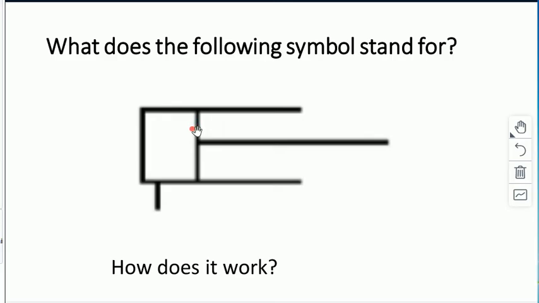Again, what does this symbol stand for? How does it work? So it's just a single acting cylinder. How does it push back though? Because we haven't got a spring in this one, and normally the spring is in the diagram, as you've seen. How does it push back? What do you think?